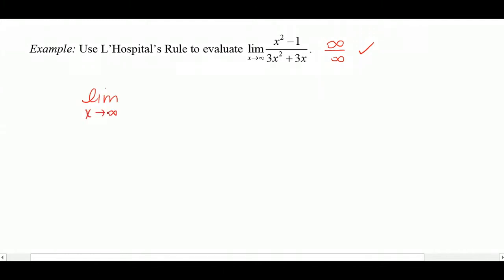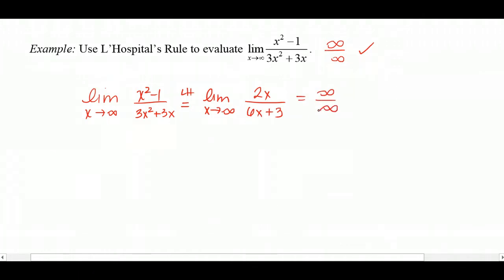The limit as x approaches infinity of x squared minus 1 over 3x squared plus 3x, if I apply L'Hopital's rule, is the same as the limit as x approaches infinity of 2x over 6x plus 3. And I can try thinking about what happens as x values go to infinity again. So 2x would go to infinity, and 6x plus 3 would go to infinity as well. So let's try L'Hopital's rule one more time, and this would be the same as the limit as x goes to infinity of 2, the derivative of the numerator, over 6, the derivative of the denominator.